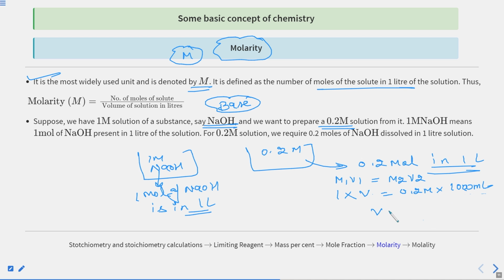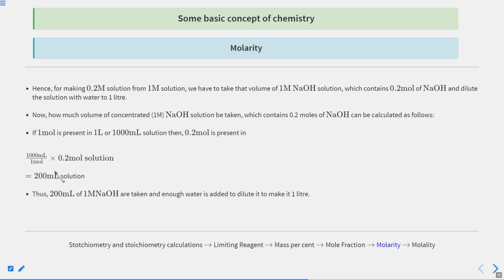So you need 200 ml of 1 molar NaOH, 200 ml of this particular volume, and mix it in water and dilute it. The important and interesting part is here that you need 200 ml volume. So 0.2 mole is present in 200 ml solution, or also you can say the 200 ml volume you need. Thus 200 ml of 1 molar NaOH are taken and enough water is added to dilute it and to make it 1 liter.